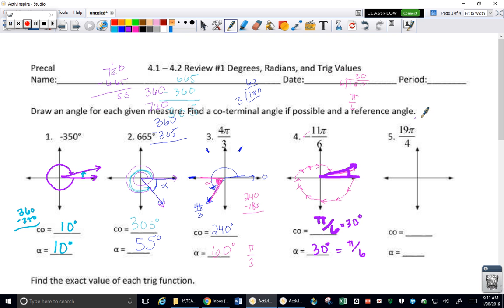The last thing, 19 pi over 4. If I take 180 and divide it by 4, that is 45. So I have to go 19 45 degree marks. So let's see. Here's 1, 2, 3 and 4 and 5 and 6 and 7 and 8 and 9 and 10, 11 and 12, 13, 14, 15, 16, 17, 18, 19. So I go around 2 times and I end up right here. So there is 19 pi over 4 as an angle.